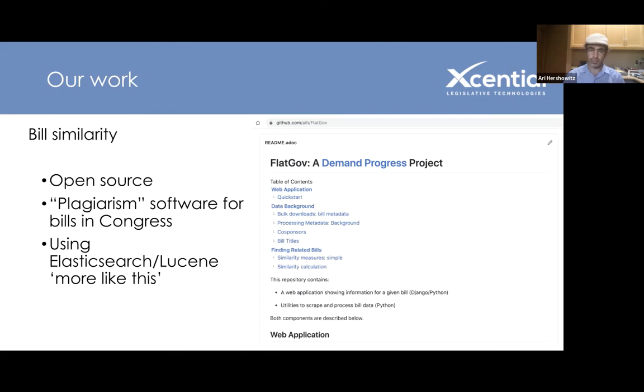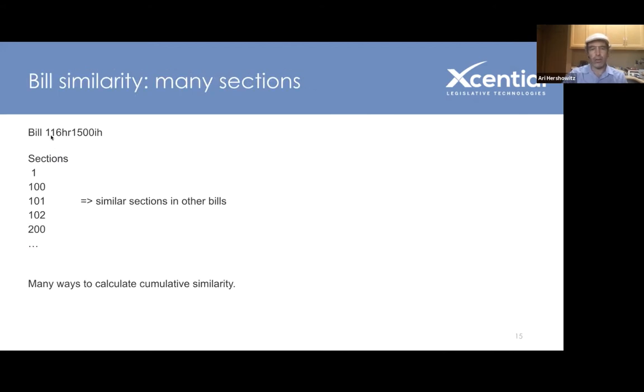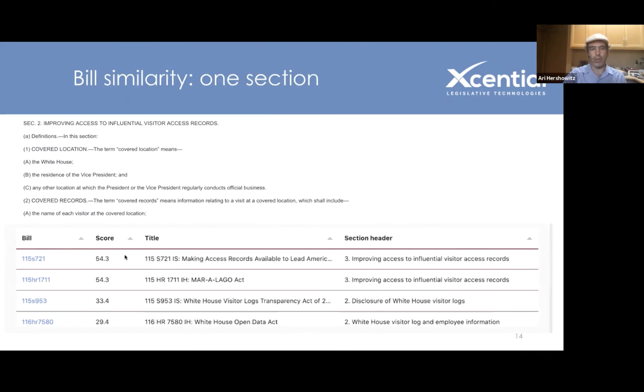So in order to do this, we're using Elasticsearch again, a different kind of search. It's not a text search. We're using the "more like this" feature of Elasticsearch, and we're doing it in a very particular way because of the structure of bills. So if you put in the text of one section, we find all the other sections of all the other bills that have some similar text.